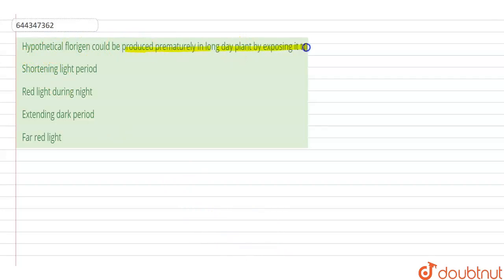Hello students, the question here says that a hypothetical florigen could be produced prematurely in a long day plant by exposing it to which of the following lights. So here we see that florigen is the hormone which is responsible for flowering, and here we are referring to a phenomenon of photoperiodism, that is exposure to light for induction of flowering.